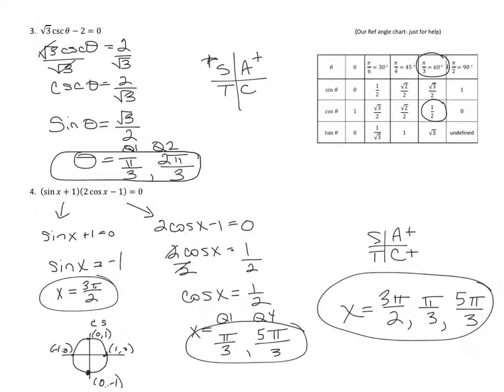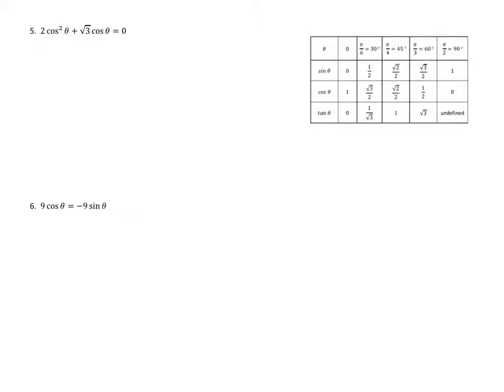This is my solution. For number 5, if you notice, we have a cosine squared and a cosine of theta. Remember, we treat the cosine of theta like we would treat an x in a normal equation. So when I see this, I ask, can I factor? Yes, I can. I have a cosine of theta, so I can factor out a cosine of theta from the problem.